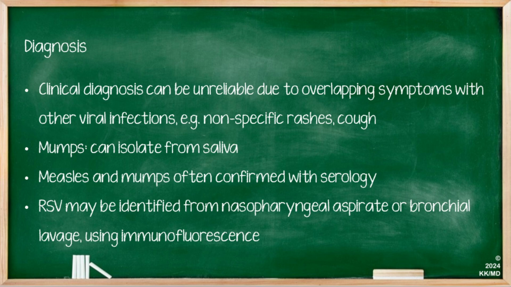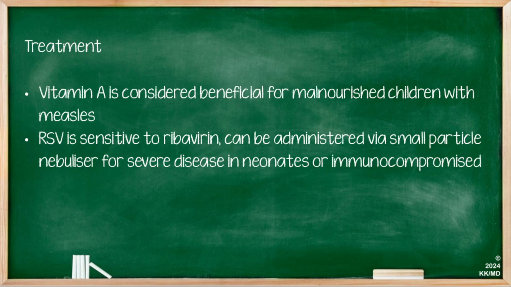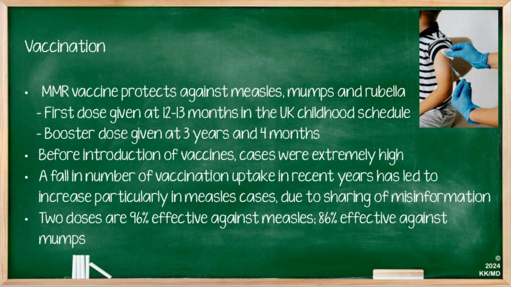RSV may be identified from nasopharyngeal aspirate or bronchial lavage using immunofluorescence. Vitamin A is considered beneficial for malnourished children with measles, and RSV is sensitive to ribavirin and can be administered via small particle nebulizer for severe disease in neonates or the immunocompromised. Obviously, vaccination is a key part of management, particularly for measles and mumps.